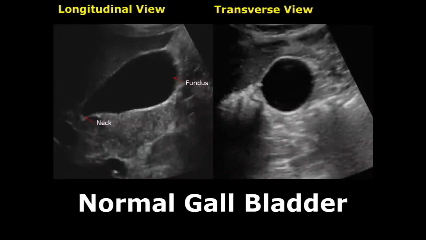The normal gallbladder has an anechoic lumen with hyperechoic walls, and here is the neck of the gallbladder, and over here is the fundus, and the central part is the body, and this is the transverse view of the gallbladder.